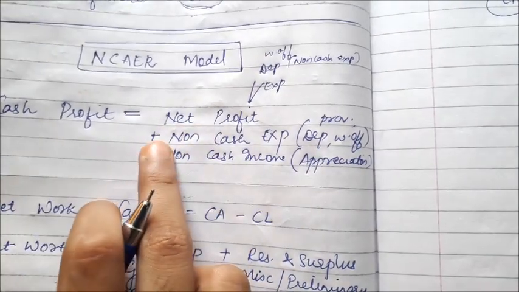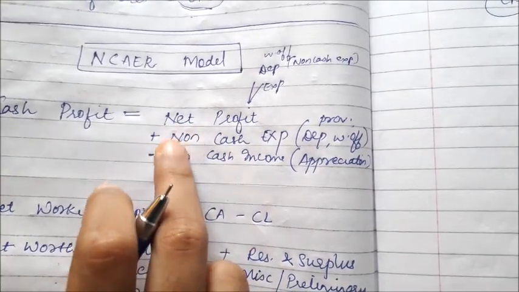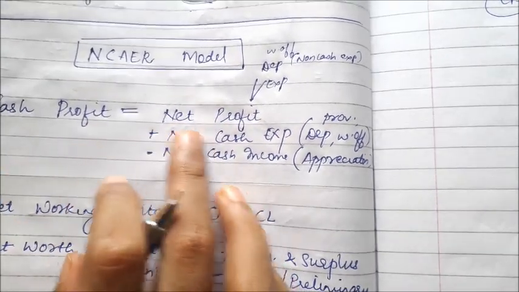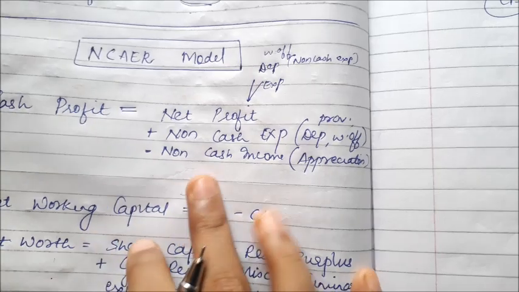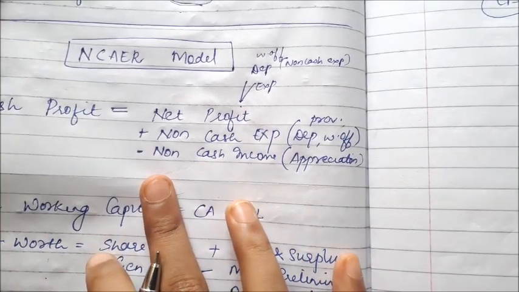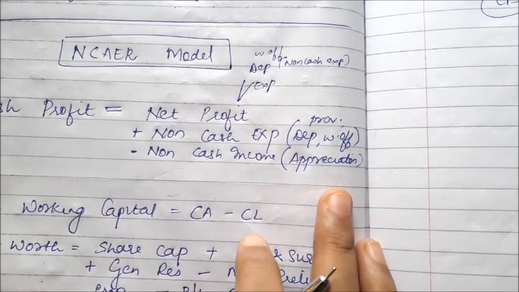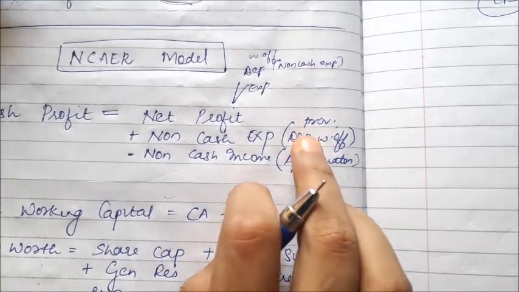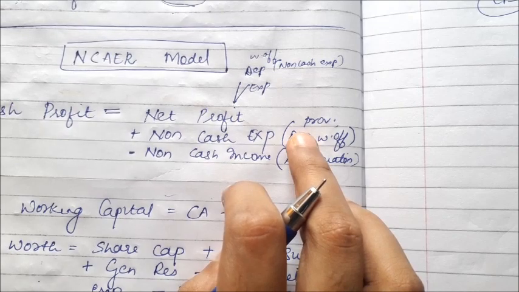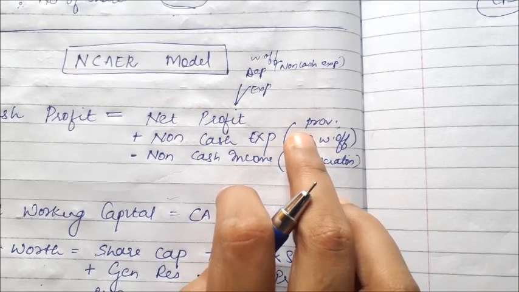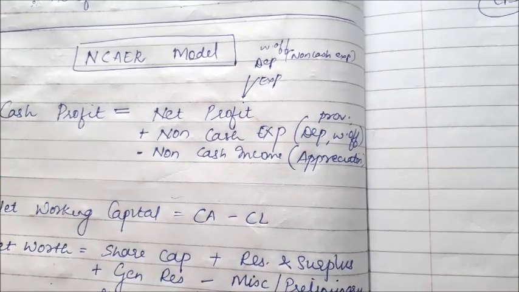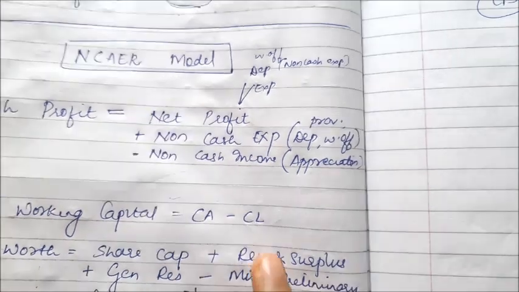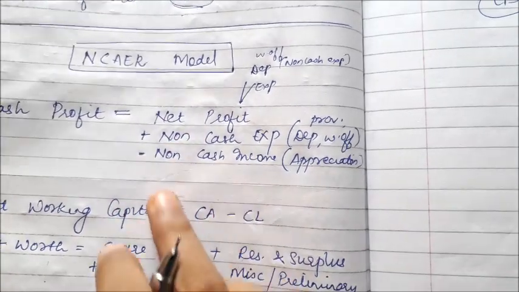From net profit we add those, because they are not cash expenses, so we have to avoid them. And non-cash incomes would be subtracted, such as appreciation. Provisions are also non-cash expenses, because we aren't having any cash flow in the provisions, we are just setting the sum aside and treating it as an expense. So this is how the cash profit value will come.